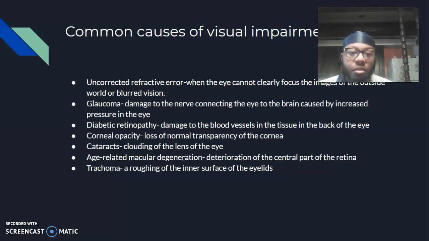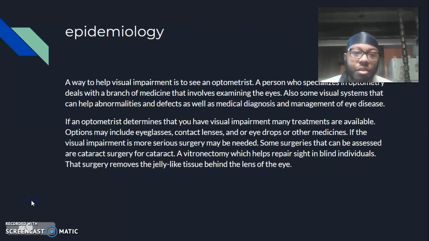You have cataracts, which is most common, and that's clouding of the lens of the eye. Age-related macular degeneration is deterioration of the central part of the retina. And you have trachoma, which is a roughening of the inner surface of the eyelids. So you can get trachoma from rubbing your eye too much.